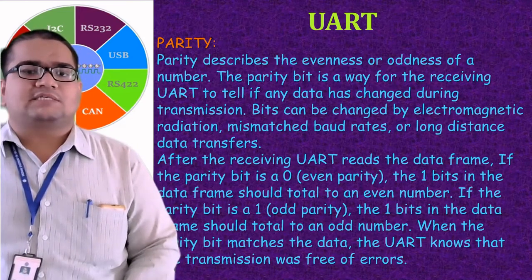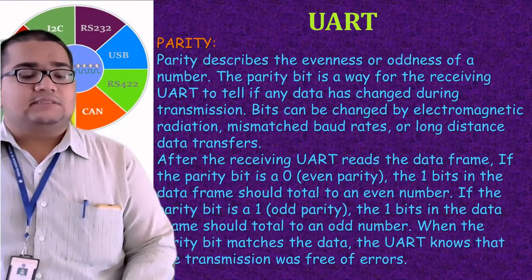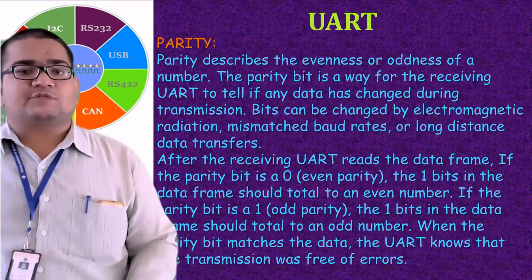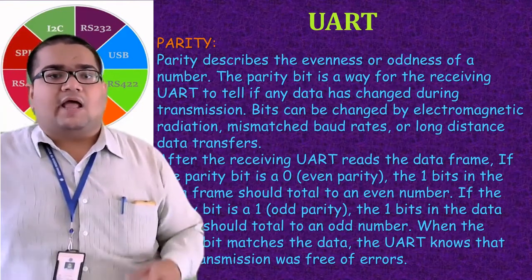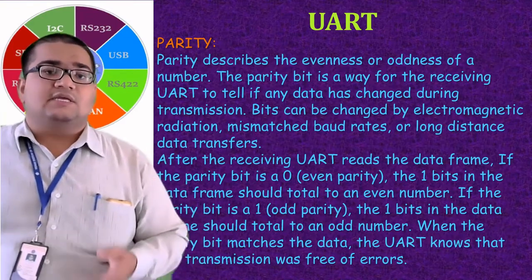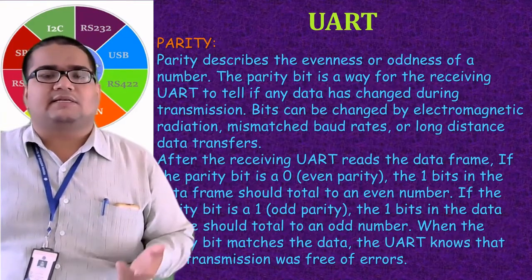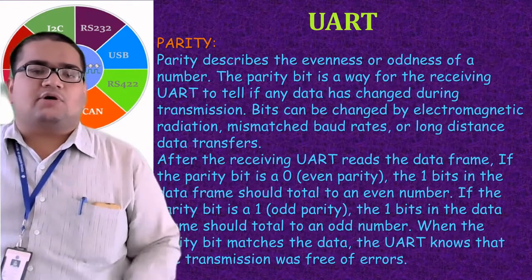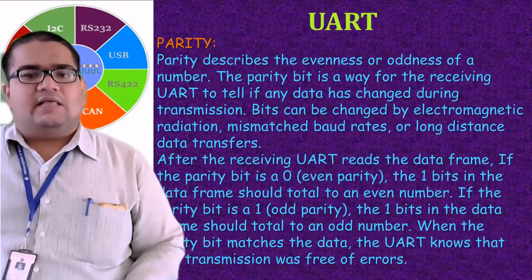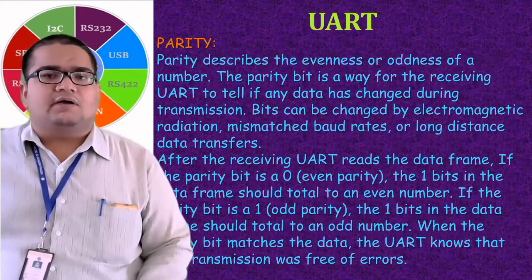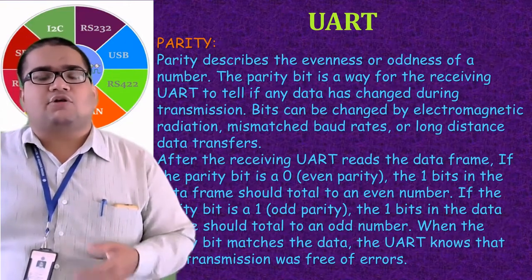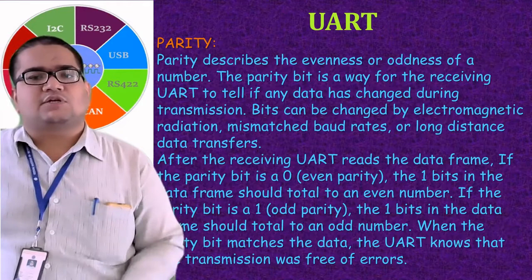When the parity bit matches the data, the UART knows that there is no error and the transmission is error free. If there is a mismatch, that means the transmitter is saying it is sending odd parity and the receiver receives even parity, or the other case, where the transmitter is sending even parity and the receiver receives odd parity. This is called a mismatch. At that time it can be identified that the transmission had an error. If there is a correction circuit available, it can correct it by itself. Otherwise, it can request or ask for retransmission of the data.